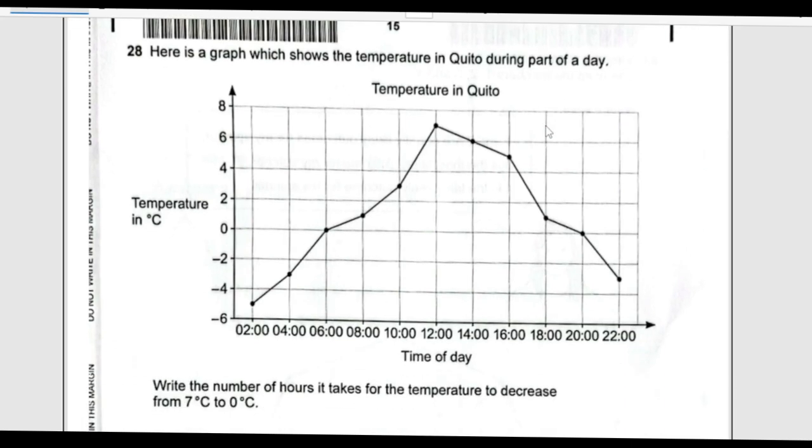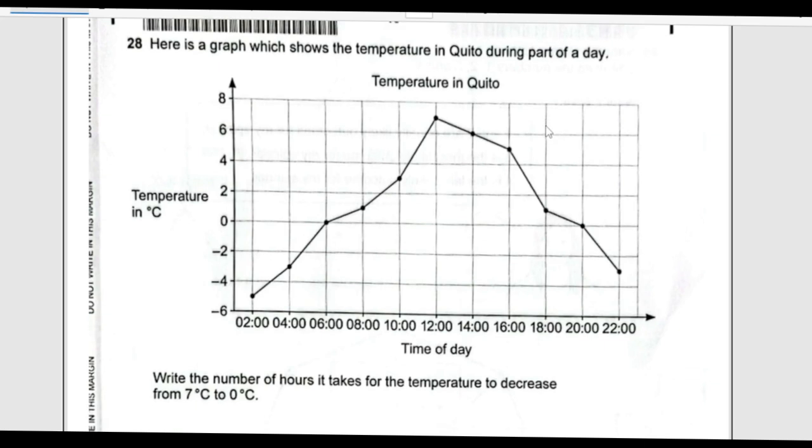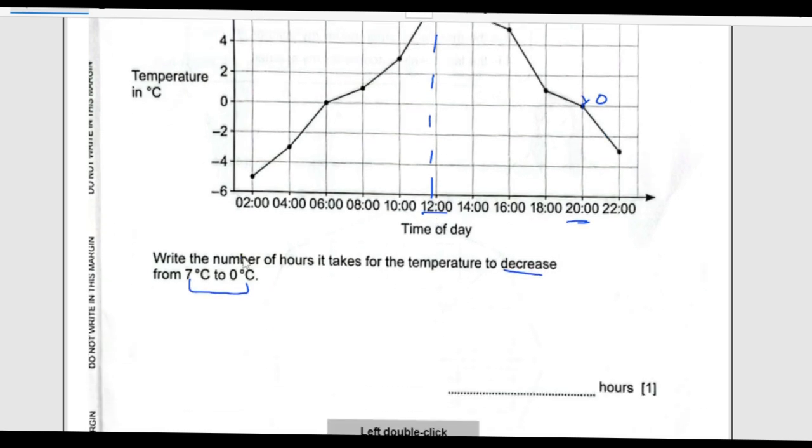Now, number 28, here is a graph which shows the temperature in Quito during part of the day. So, this is the graph. Write the number of hours it takes for the temperature to decrease from 7 to 0. So, 7 is here, right. So, this is 7 and 0 is here. So, we are looking for the hours. So, if you come down here, this is 12, and if you come down here, this is 20. So, 20 minus 12, that is 8 hours. Okay.